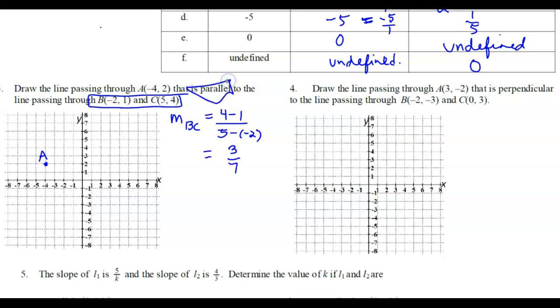So we want a line that goes through A with a slope of 3/7 because it's parallel, right? Sometimes you might see slope M with 2 parallel lines next to it. That means the slope parallel is 3/7 as well. So now that means my rise is 3 and my run is 7. So I go up 3 to the right 7. It's always good to try to have more than 2 points.